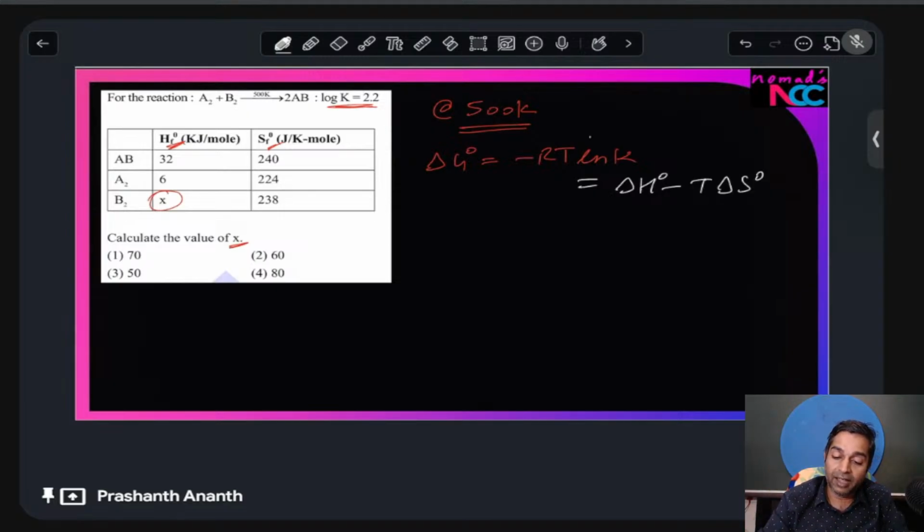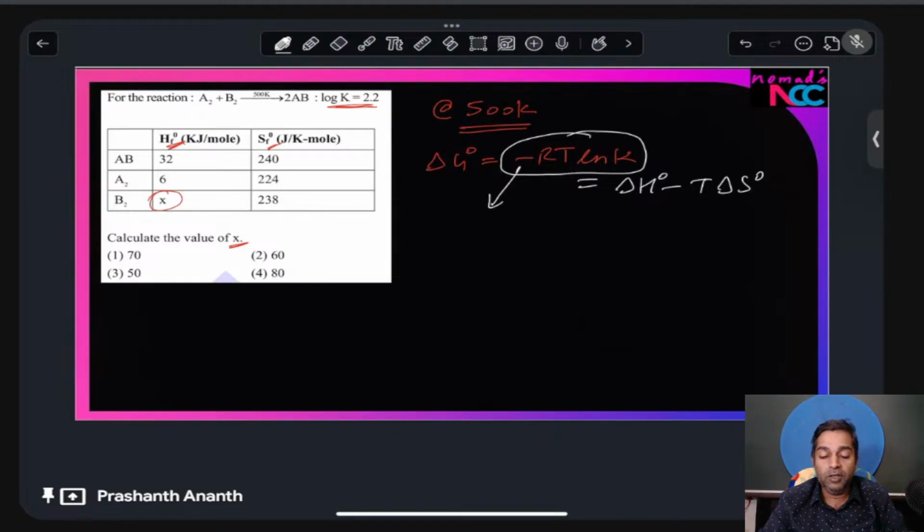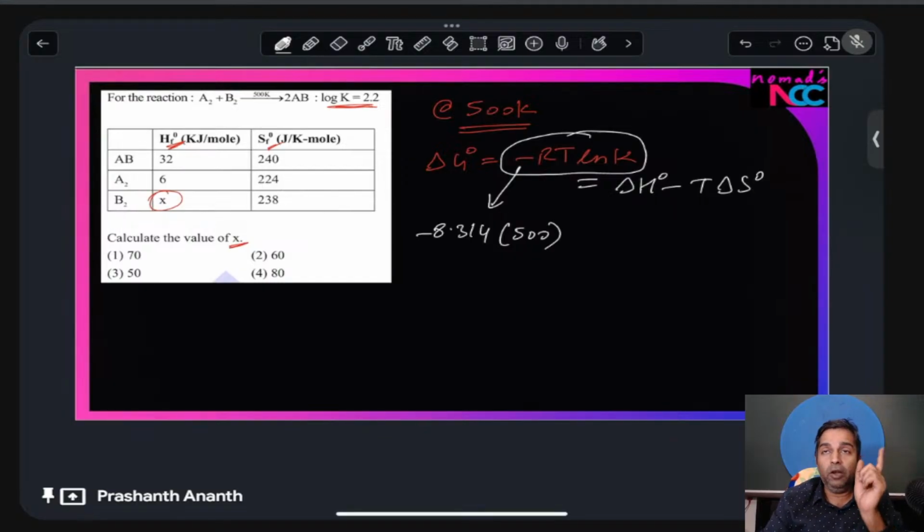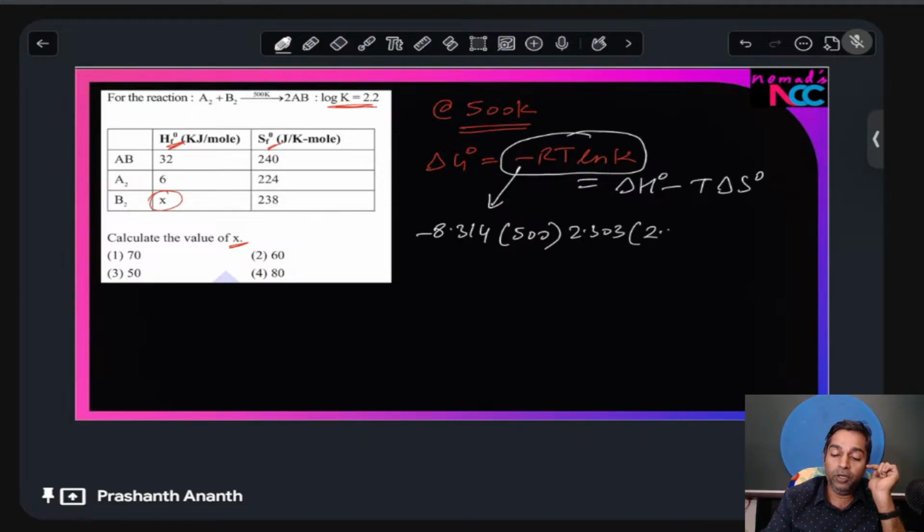So first I need to calculate this minus RT ln K part. Let's get this done over here. Minus RT ln K: temperature is given, R we know, and since it is in joules, we have to take it as 8.314. So we get minus 8.314 multiplied by 500 multiplied by ln K. Ln K means we'll have to convert it to log now because you have been given log over here. So it's going to be into 2.303 into 2.2.